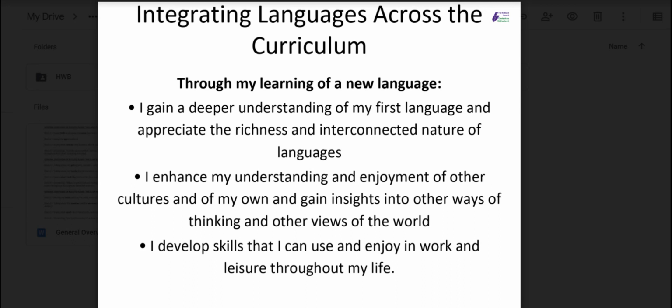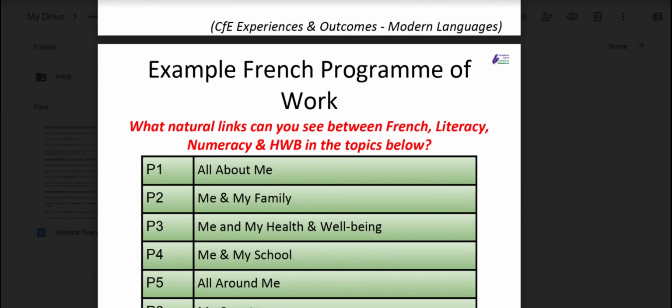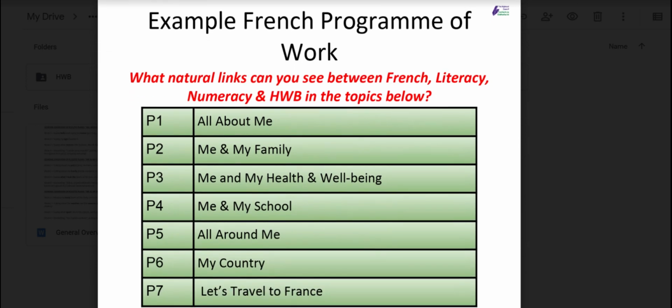The starting point is really to think about what we are trying to achieve when we're learning a language and how this therefore connects to other areas of the curriculum. We can then look at what is normally taught within an example program of work. For instance, this is the P1 to 7 program of work from Power Language Schools that is used across Highland. And you can perhaps start to think about how these topics lend themselves to other areas of the curriculum.